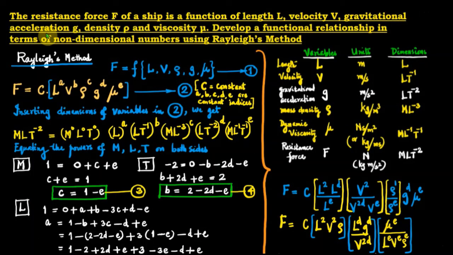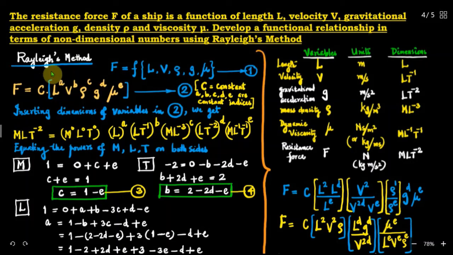Now we will discuss Rayleigh's method of dimensional analysis. We will illustrate Rayleigh's method by solving the same question. The resistance force F of the ship is a function of length, velocity, gravitational acceleration, density and viscosity, and we have to develop a functional relationship in terms of non-dimensional numbers using Rayleigh's method.